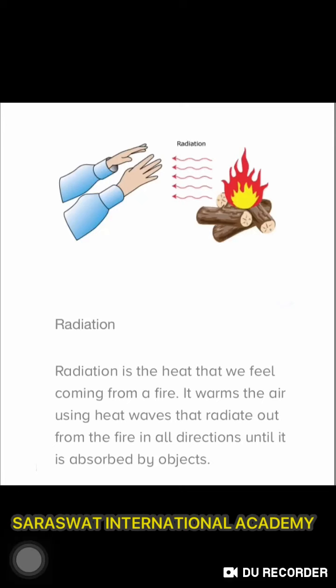When this heat falls on some object, a part of it is reflected, a part of it is absorbed, and a part may be transmitted. The temperature of the object increases due to the absorbed part of the heat.